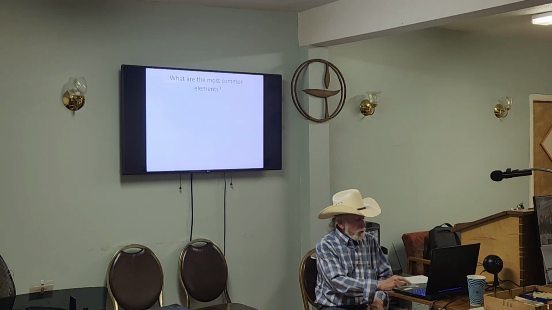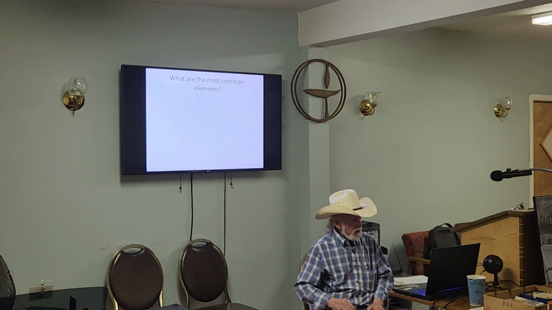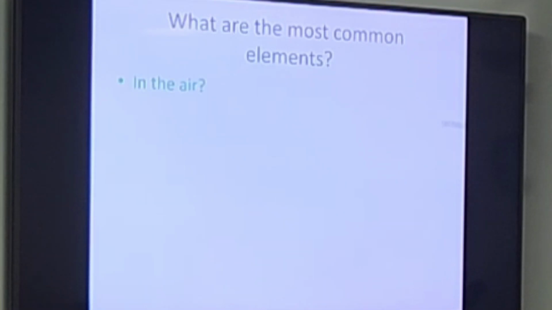Okay, so what are the most common elements? Let's take a look. First, in the air, it would be nitrogen and then oxygen, right? They're pretty common. And then if we talk about in the ocean, what's the most common in the ocean? Water. Water is not an element. Salt. Hydrogen. Hydrogen, yeah. Okay, here we go. Got that one right. Yay!